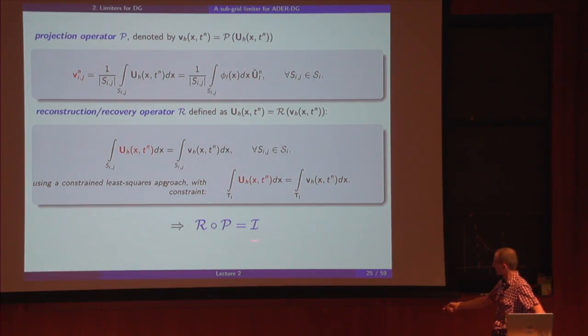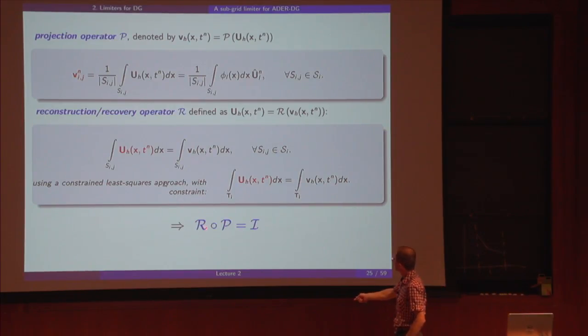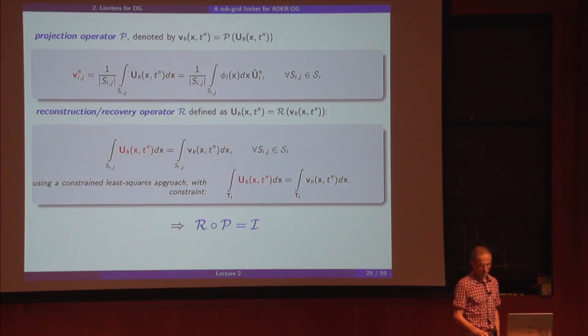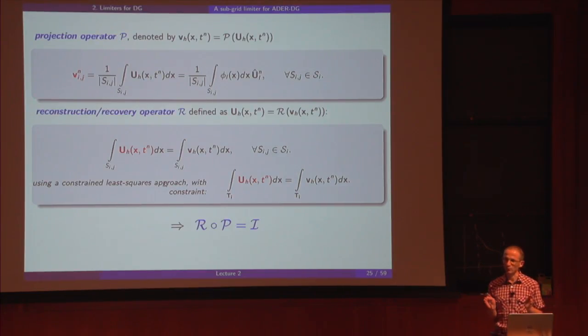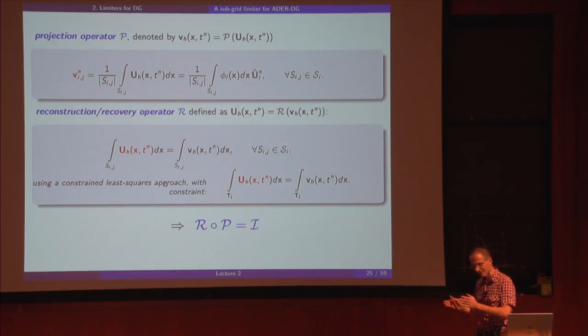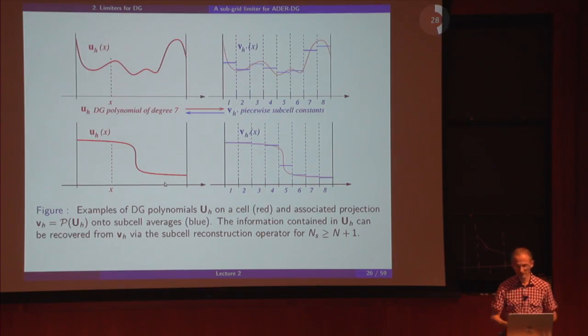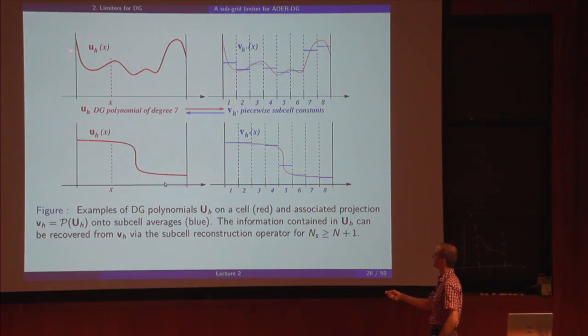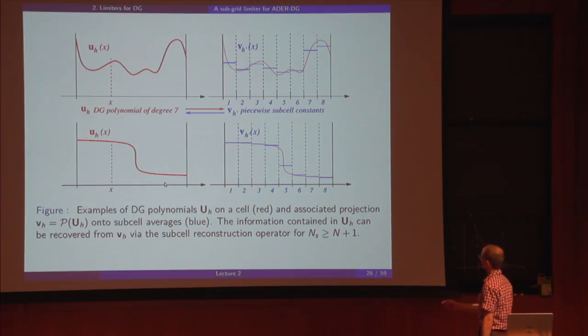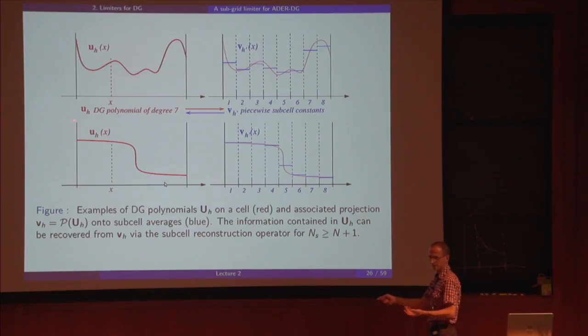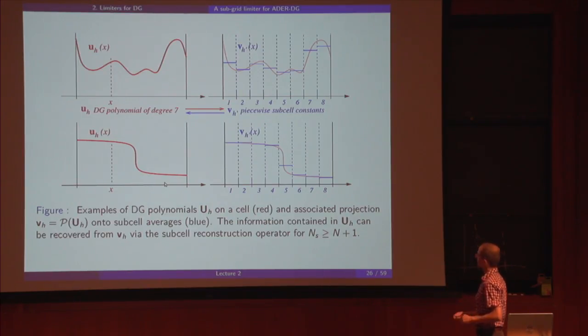And the two operations commute in the following sense. Now you can perform the reconstruction of a projection, and it is the identity. It's important that the information that you have on the main grid with the discontinuous Galerkin polynomial is as much as it is on the subgrid through the cell averages. You are not throwing away information. So pictorially, which is maybe simpler, this is the discontinuous Galerkin polynomial on the main cell, and it is projected, and the blue cell averages are the subgrid cell averages. And you must be able to go from left to right and from right to left. So remember, in the notation, VH denotes a set of cell averages, so just constant values.